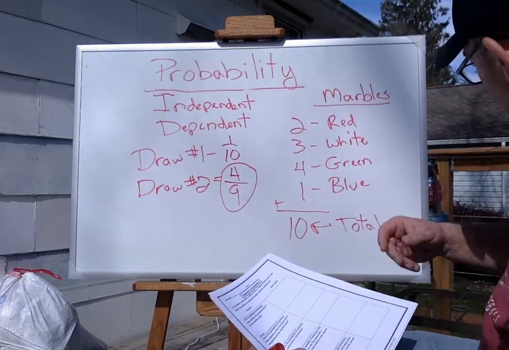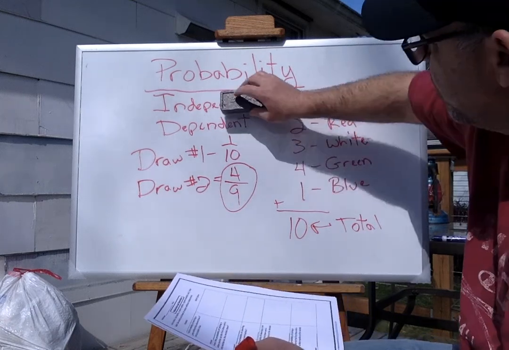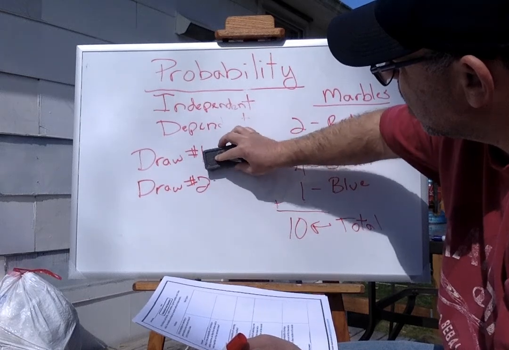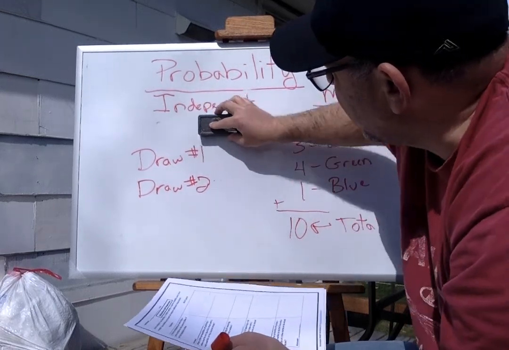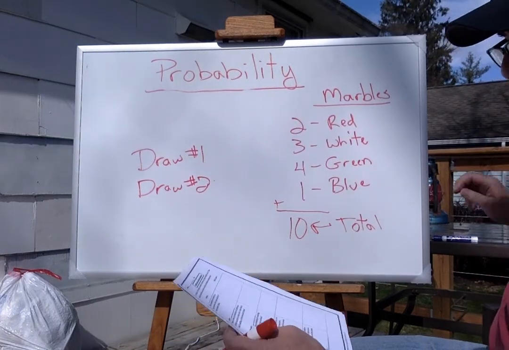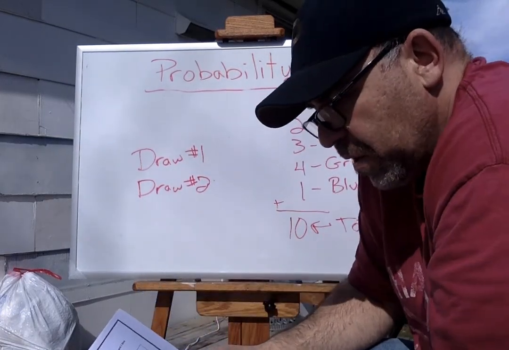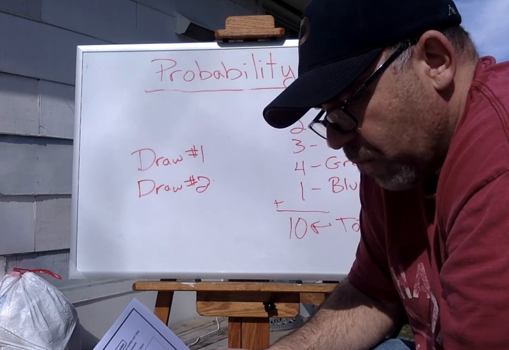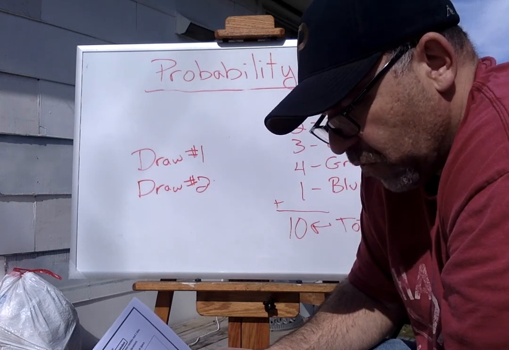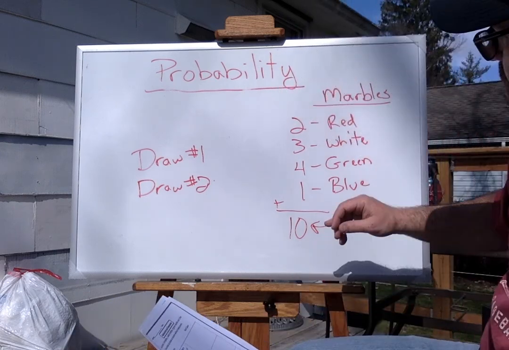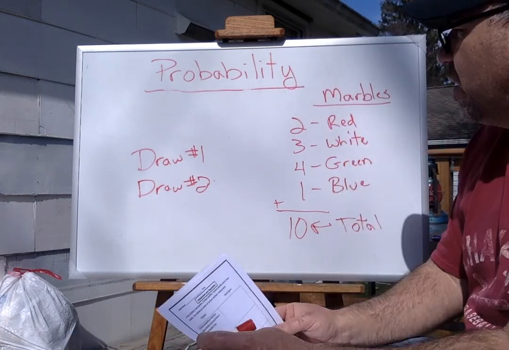Take a look at the second one. Let's leave that up there. Let's erase this. Let's get rid of this dependent. What is the probability of picking a white marble on the first draw and a red marble on the second draw? Well, the probability of picking a white marble is going to be what?